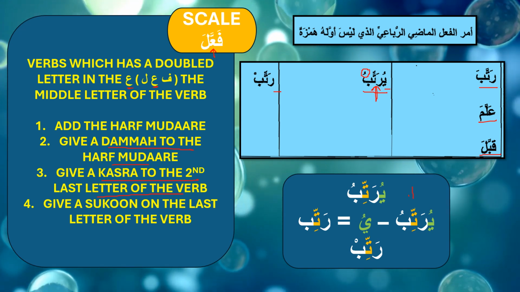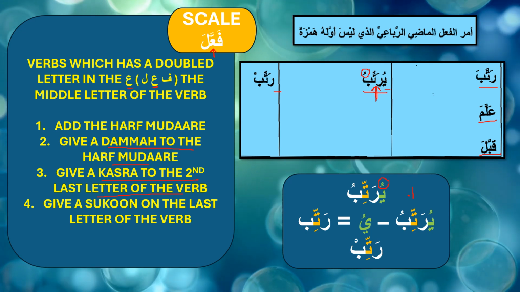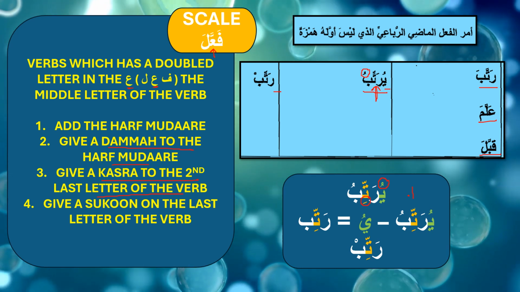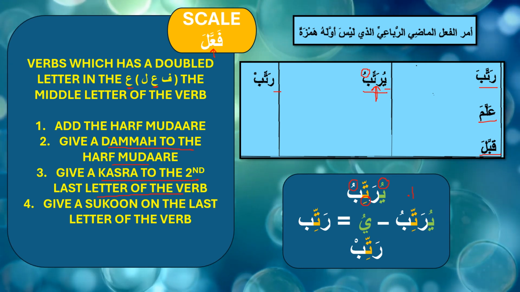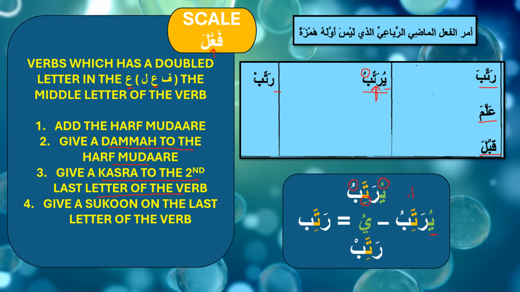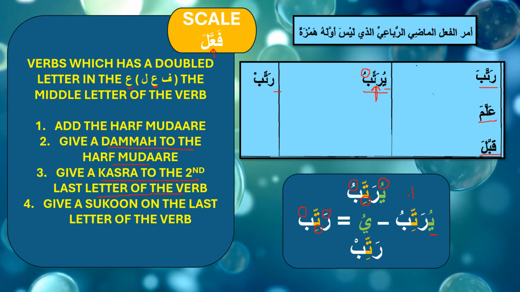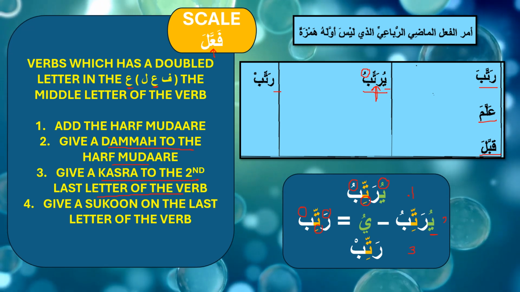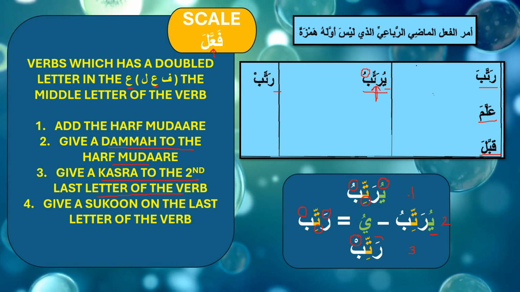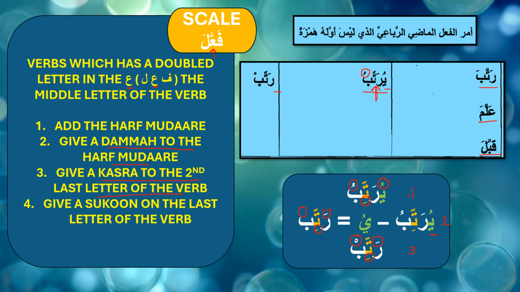So here you can see the first step is making it into a fail mudare. So remember the harakas, a dhamma to harf mudare, ra is still having a fatha, the second last letter is now having a kasra and the ba is having a dhamma. So now removing the harf mudare from here, you get your structure as ra with fatha, ta with kasra, and I left the ba alone because in the third step you're going to give it a sukoon on the last letter, and all the structure remains the same. The ra with fatha, the ta with kasra. So you have your command as rattib.